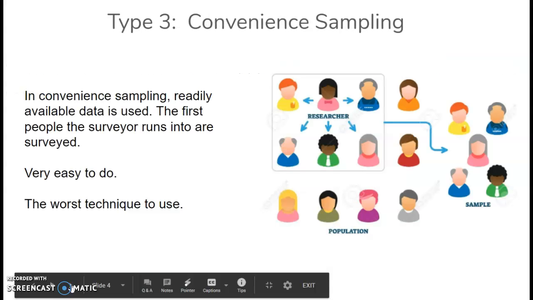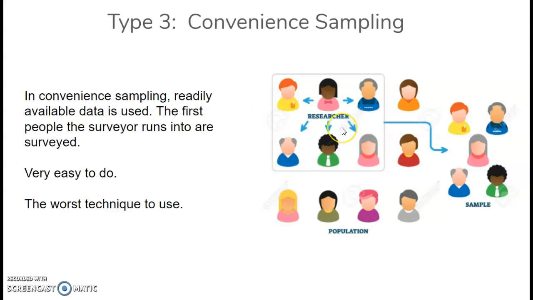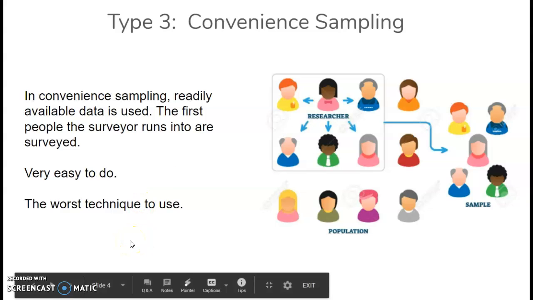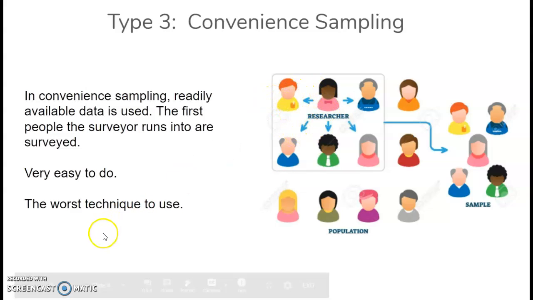Here's a convenience sample. This one is the easiest to do, but it doesn't give you the best results in relation to the population. So here's the researcher right here, and he or she is just going to survey everyone right around them. So in convenience sampling, readily available data is used, and the first people the surveyor runs into are surveyed. Again, not the best for reporting statistics because you're only getting the people right around you here. So there's a lot of bias in this.